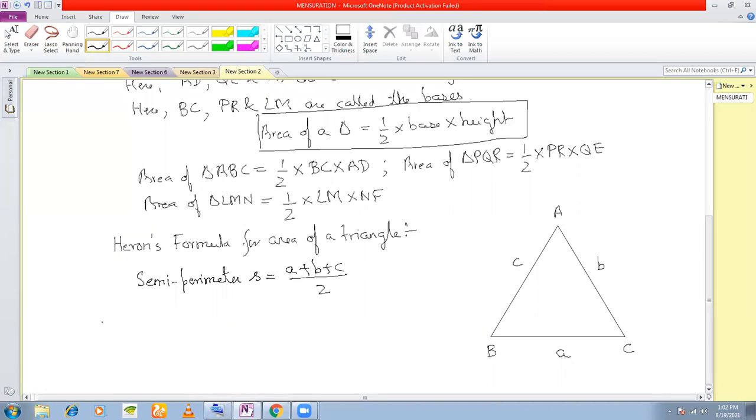And once I know the semi-perimeter, then I can find out the area of triangle ABC. The actual Heron's formula here is root over of s into s minus A into s minus B into s minus C. Okay, learn this formula, Heron's formula for any triangle. If you know all the three sides, you can use this formula. Any triangle.